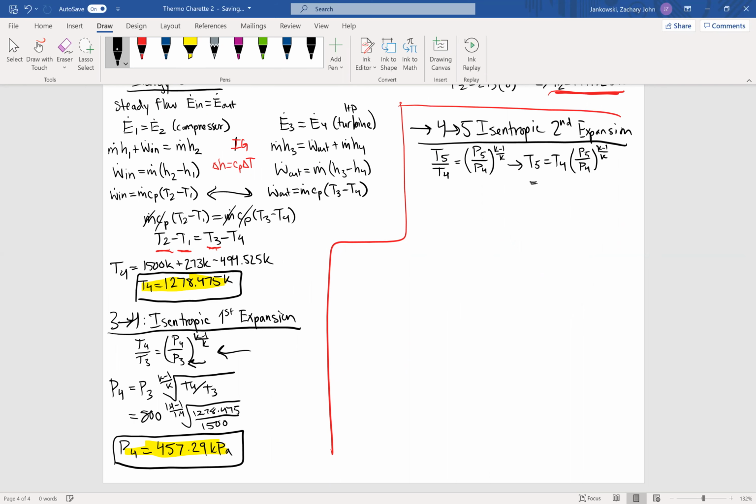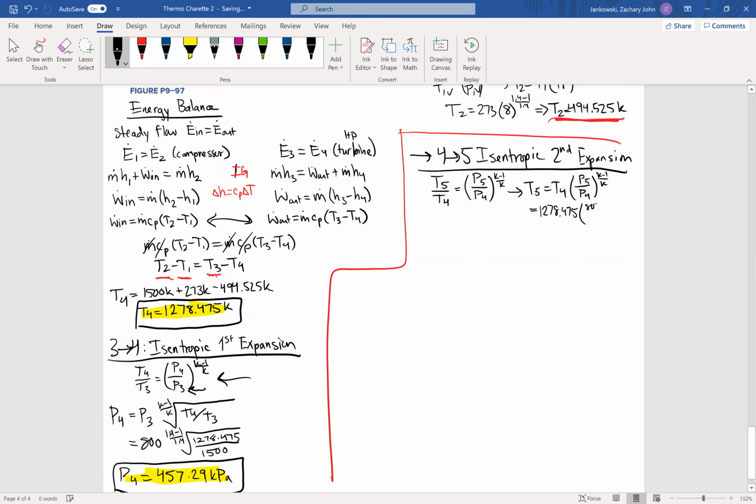So writing this out a little bit, we get our 1,278.475 times our pressure ratio, not the given pressure ratio, but this new ratio of 800 kilopascals over our 457.29 kilopascals to our 1.4 minus 1 over 1.4 power. And this yields us a T5 value of 828.067 Kelvin.